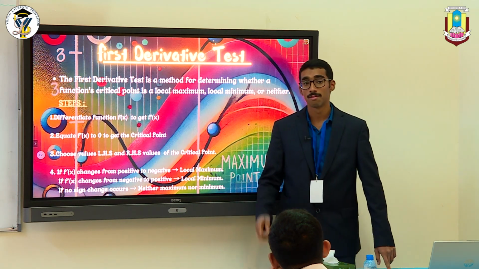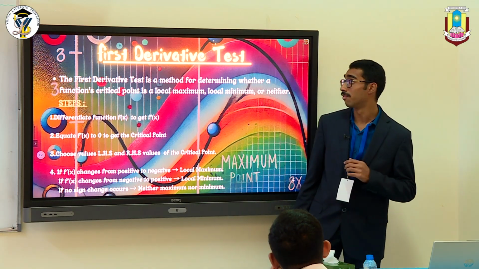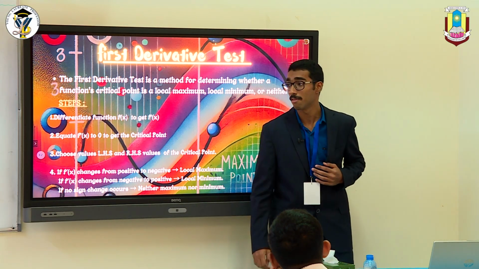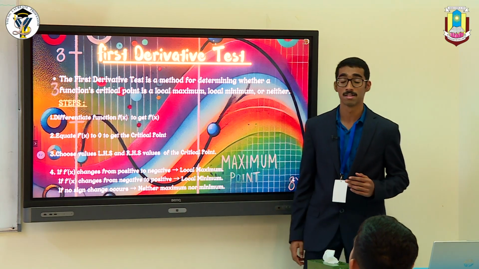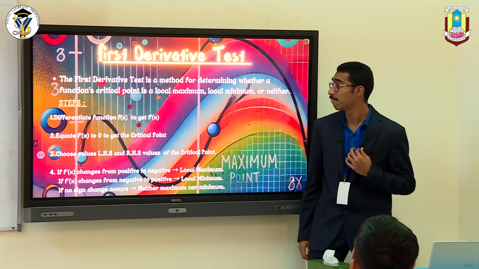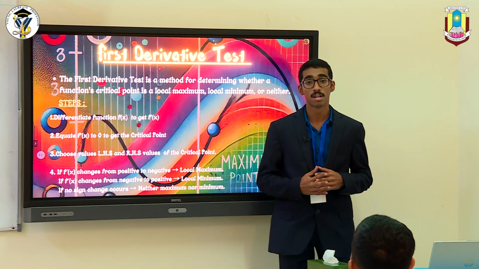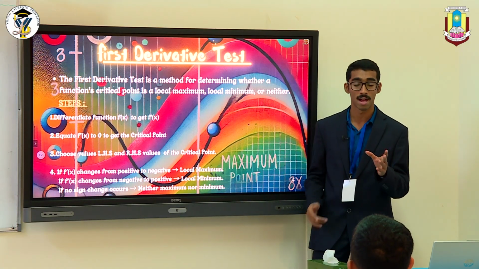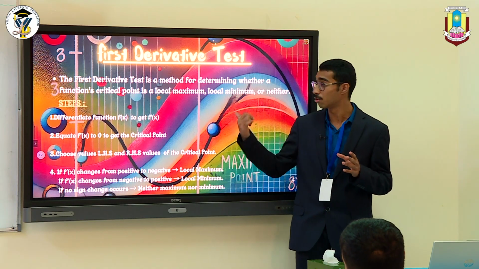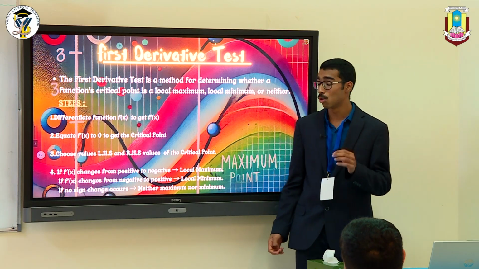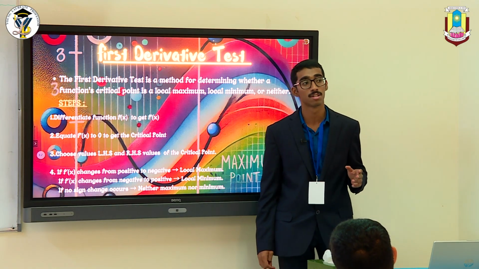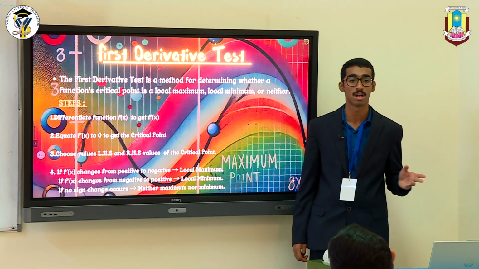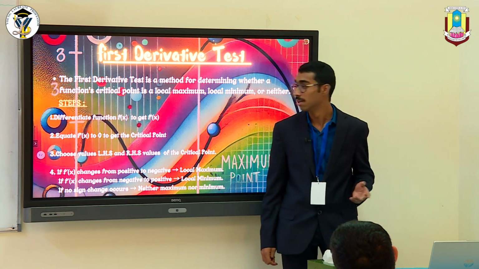So this is the first method of finding out any maxima or minima value of any function: the first derivative test. It's a method for determining whether a function's critical point is a local maximum, local minimum, or neither. Critical point is basically the value which you'll get after using this method. There are functions which are undefined, which don't give you any maxima or minima.